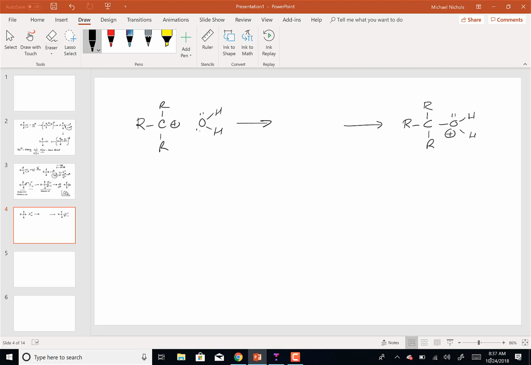And again, if you're unsure, what's happening? What's happening is I'm forming a carbon-oxygen bond. So what kind of bond should go between the carbon and the oxygen? A partial bond, a dotted line. Whenever you're making or breaking a bond, you've got to have a dotted line there in the transition state.